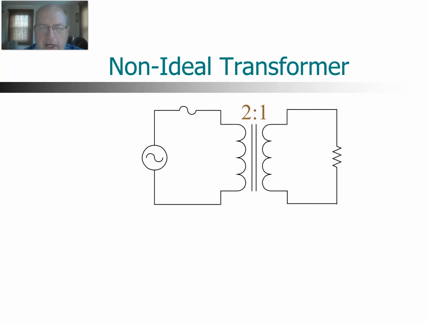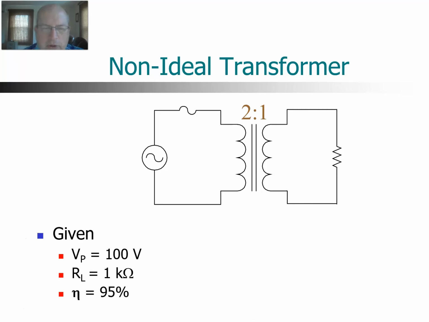If we have a 2-to-1 transformer, 2-to-1 turns ratio, primary voltage 100 volts, load resistance 1K, and now we have an efficiency of 95%. We want to know what is the secondary voltage and current, and what is the powers and the primary current. This is actually the same transformer we had earlier, but earlier we assumed it was ideal. This time we have an efficiency associated with it.